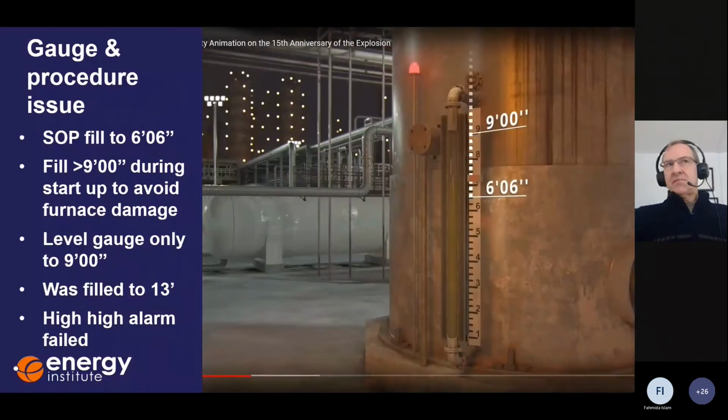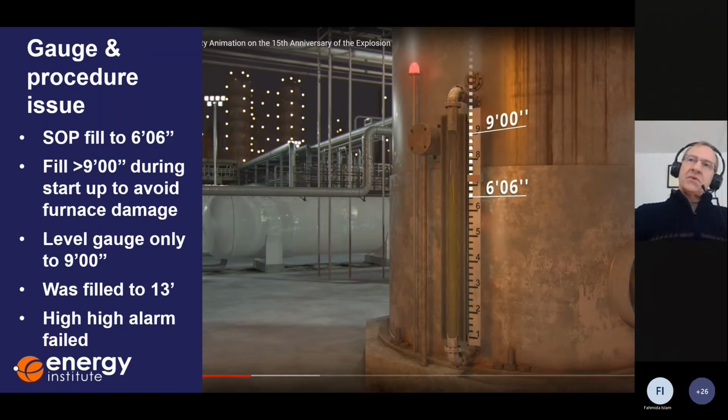The startup commenced on the night shift, and you have to start filling the tower. The standard operating procedure said to fill it to 6.5 foot. There's a gauge at 9 foot, but they would fill higher than 6.5 foot. This was standard practice, contrary to the procedure.